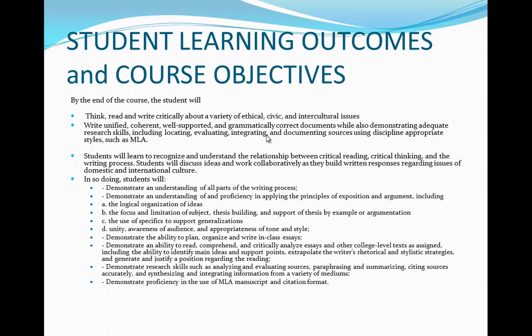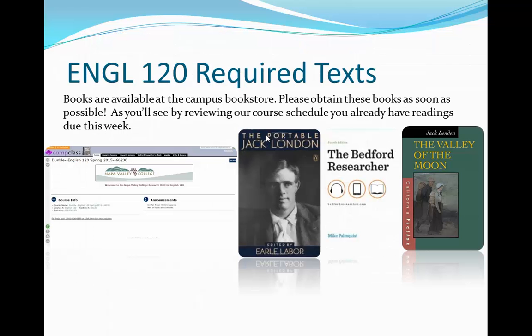So, these are your student learning outcomes and course objectives. So this is what I expect that you'll be able to do at the end of the class in order to receive a passing grade in the class. So please make sure you really understand them. But the basics are you're expected to think, read, and write critically about a variety of ethical, civic, and intercultural issues. You're supposed to write unified, coherent, well-supported, and grammatically correct documents while also demonstrating adequate research skills, including locating, evaluating, integrating, and documenting sources using discipline-appropriate styles such as MLA. Here are the required texts for our class.